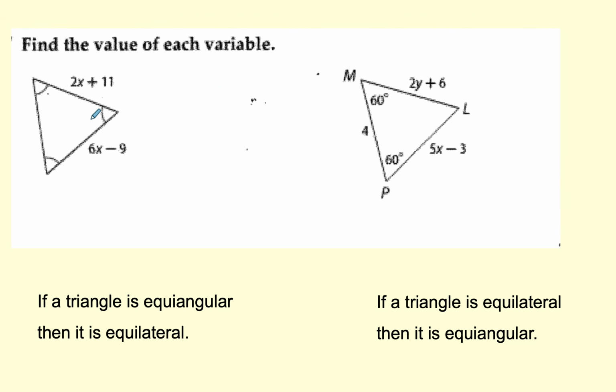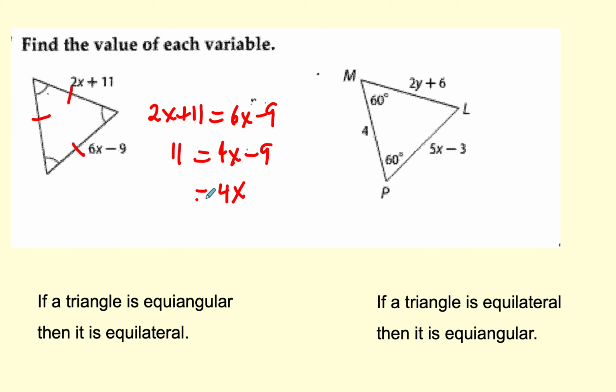Let's take a look at this. It is equiangular, which means that all the sides will be the same. So when all the sides are the same, we'll write 2x plus 11 equals 6x minus 9. We're going to subtract 2x on both sides. So we're going to get that. We're going to add 9 to both sides. So 4x equals 20. And then we're going to divide both sides by 4. And so therefore the answer is 5.